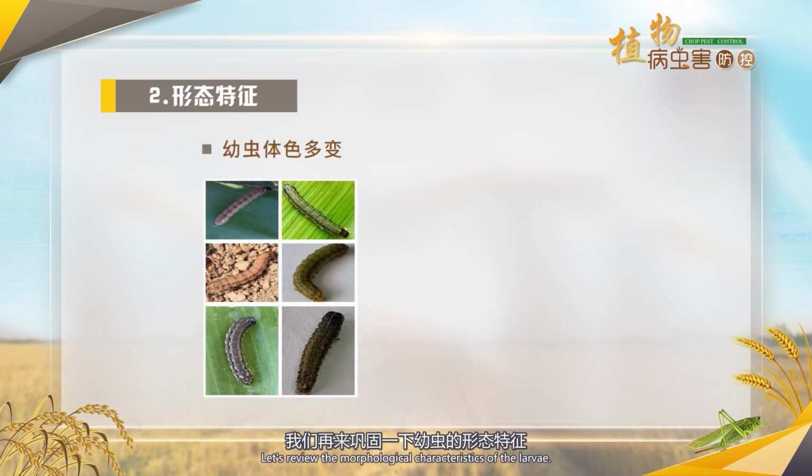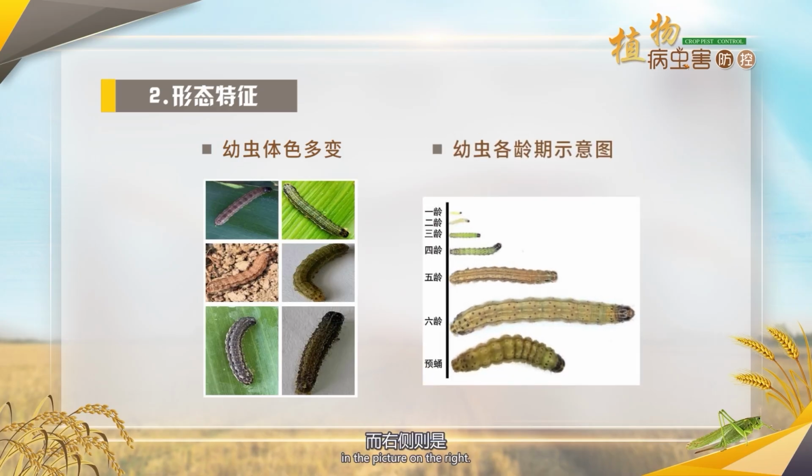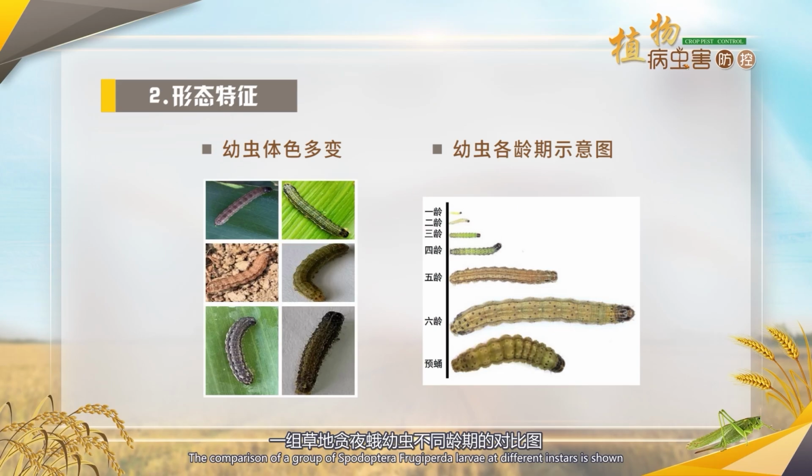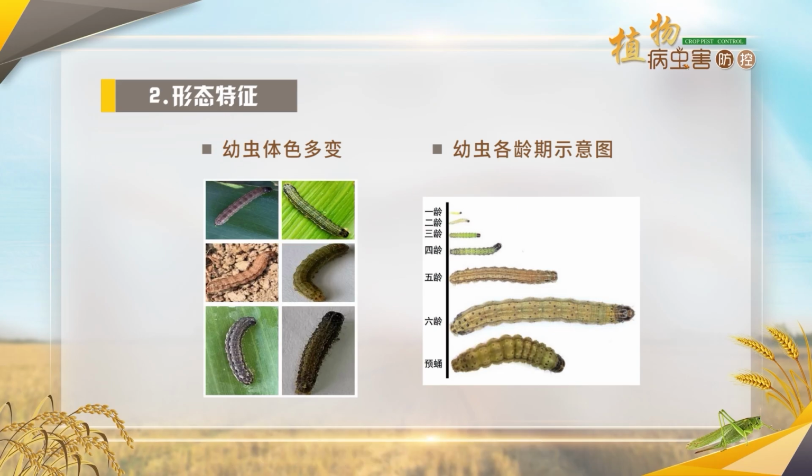Let's review the morphological characteristics of the larvae. As you can see from the 6 pictures on the left, the body color of the larvae changes greatly, which is very similar to the armyworm larvae mentioned earlier in the picture on the right. The comparison of a group of Spodoptera frugiperda larvae at different instars is shown.